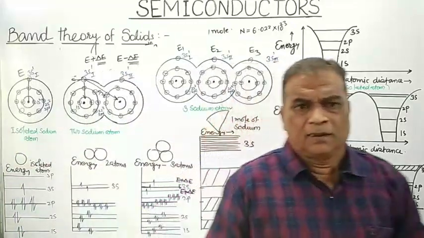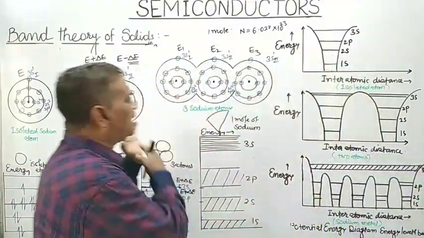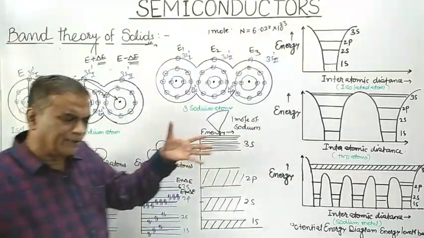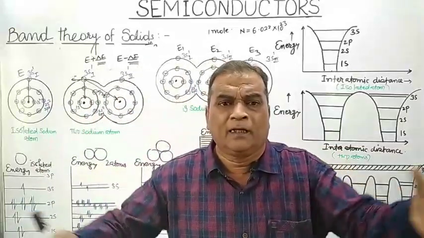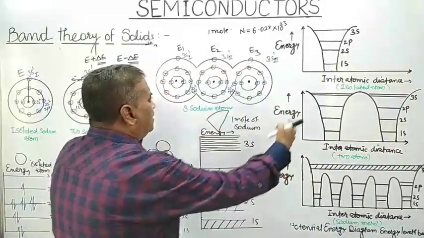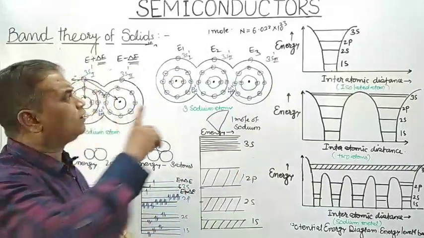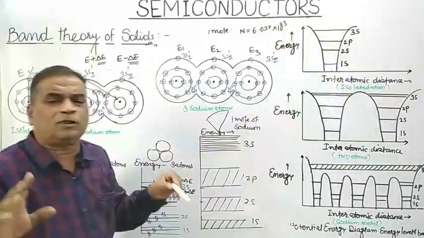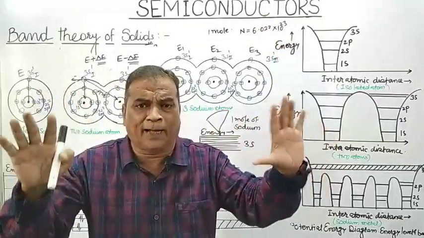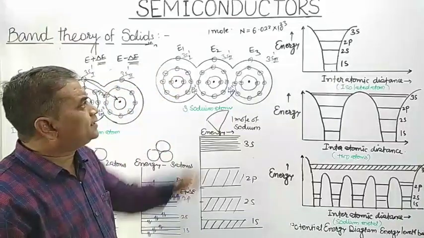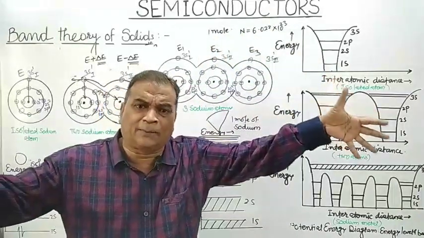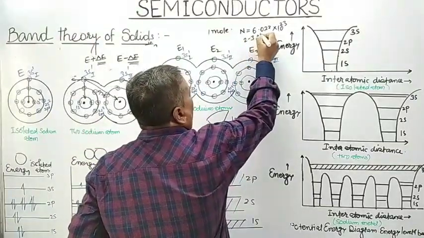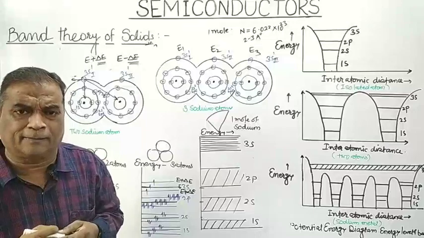So remember, you can extend this assumption. Suppose we have 1 mole of sodium atoms. During the formation of 1 mole of sodium, we know how many atoms of sodium come close to each other. In 1 mole of sodium, we have N equal to 6.022 into 10 to the power 23 sodium atoms. When such a large number of sodium atoms are brought close to each other such that the interatomic spacing is of the order of 2 to 3 angstrom units.